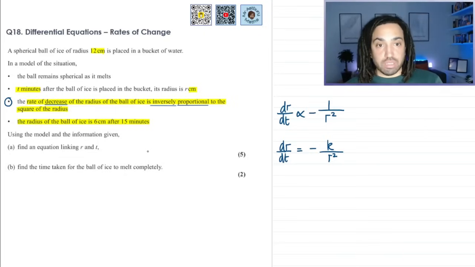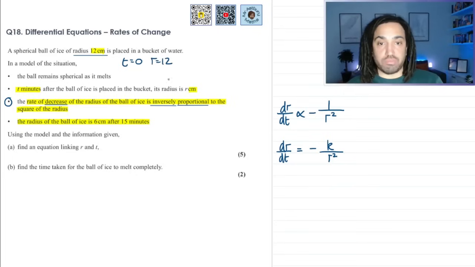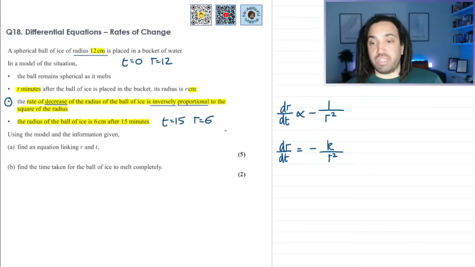Now we need to find k, don't we? We need 2 bits of information essentially. Now the 2 bits of information is that initially, so t equals 0 and r equals 12, and also t equals 15, r equals 6. Okay, perfect. Those are the 2 bits of information.